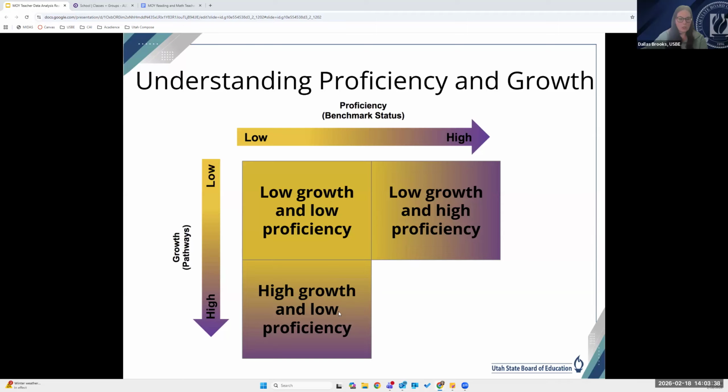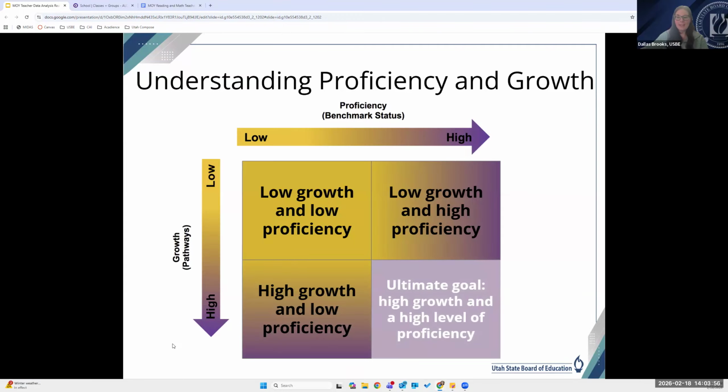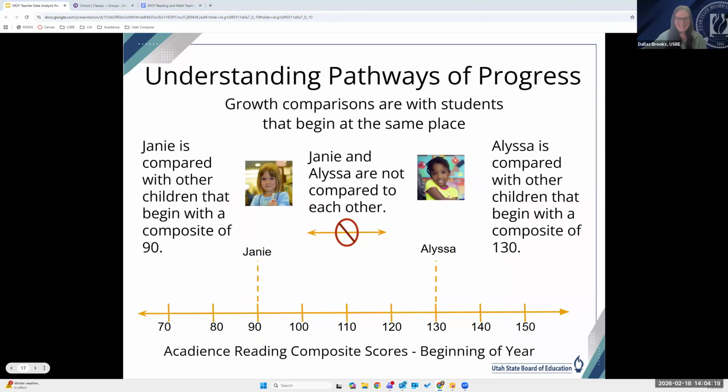In the bottom corner here, we have students who have a low proficiency but high growth, and that is totally okay. Sometimes we can't control where our students come in with us, but what we can control is that they are growing and working towards those goals that are set for them. But ultimately, we really want students to hit this last quadrant right here, which is high growth combined with a high level of proficiency. So just keep in mind to be looking at both of those that we've looked at, their growth and their composite scores, their proficiency. We haven't quite looked at pathways of progress yet, but we are going to get there.